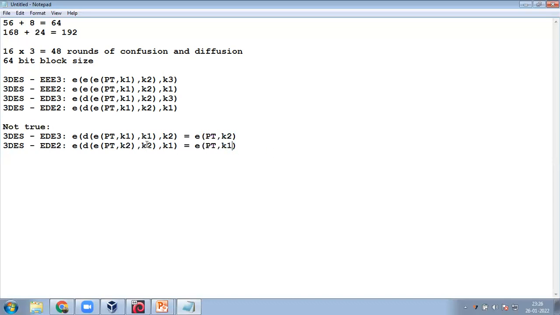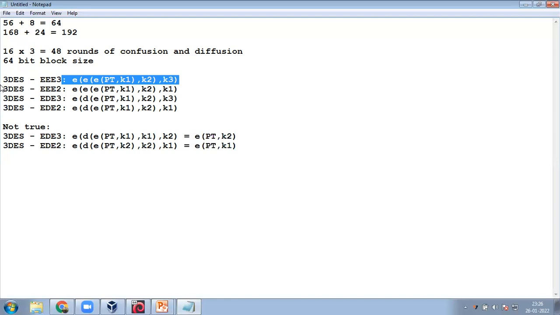Or you can easily remember this: the first and the second iteration use different keys, and the third one will use the same key or a different key depending upon what mode we are working on. Triple DES was three times as intensive as compared to the data encryption standard.